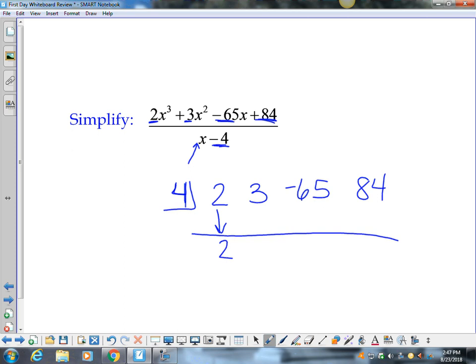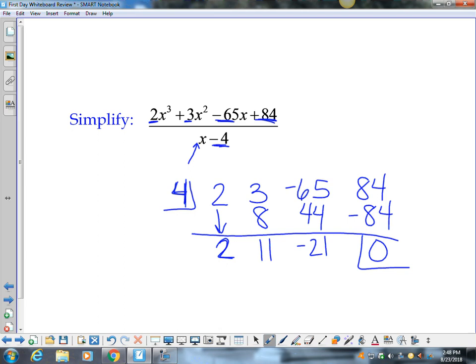And then you multiply, add, multiply, add, multiply, add. So 4 times 2 is 8. Add, that's 11. 4 times 11 is 44. Now I add. Well, I have to follow my sign rules. A negative 65 and a 44 is a negative 21. And then I multiply again.